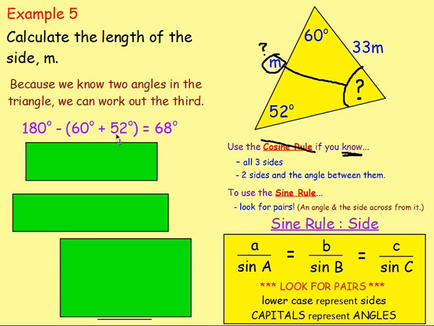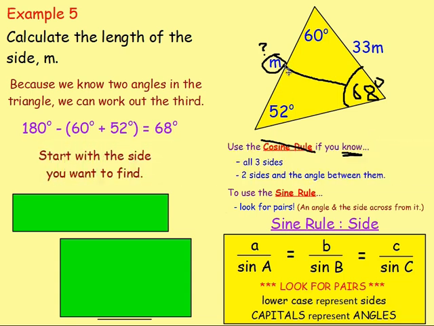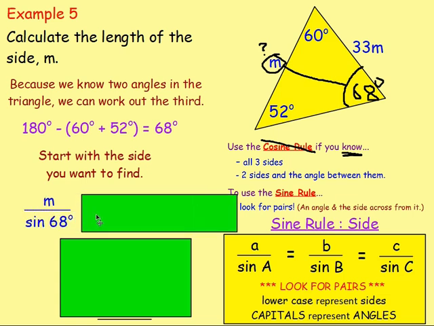So add the 60 and the 52, take that away from 180, and it means then that this angle is no longer unknown. We know this is going to be 68 degrees. So we can start then using the sine rule. Start with what we want to find, which is the m. So we're going to have m over sine of the angle. So it's m over sine 68 equals, and what's another pair? Could we use the 60? Well, no, we can't. We can't use the 60 because we don't know the side across from it. So it's not a pair.